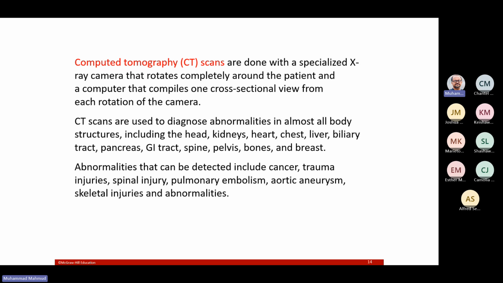Computed tomography, CT scan, or CAT scan. These are done with a specialized X-ray camera that rotates completely around the patient, and a computer that compiles one cross-sectional view from each rotation of the camera. Almost all abnormalities in the body, structural abnormalities mainly, are diagnosed by CT scan.